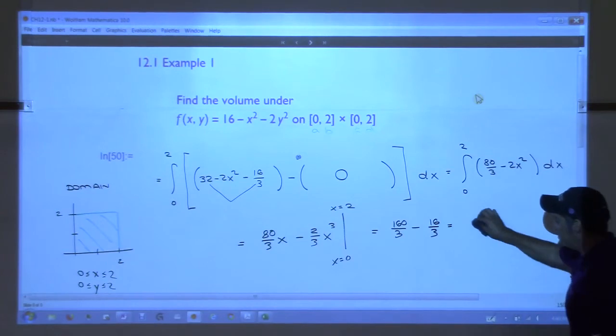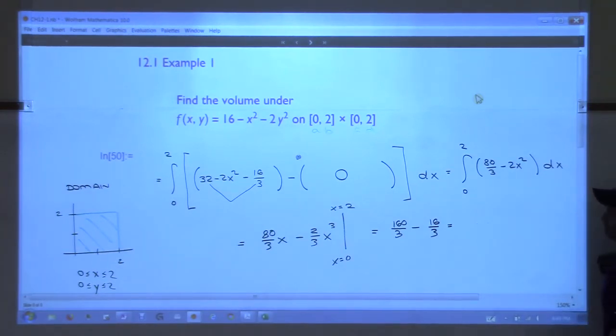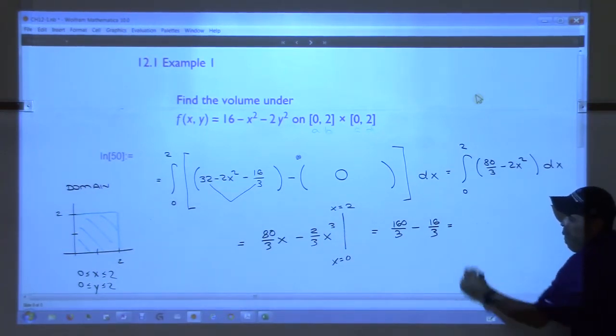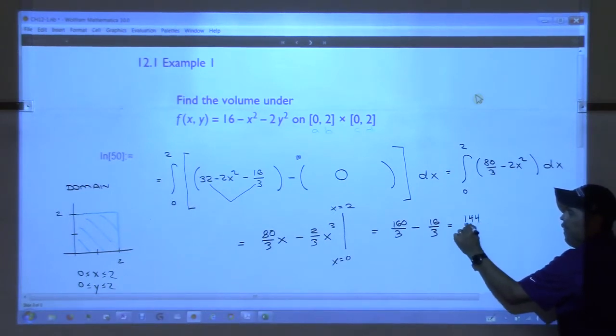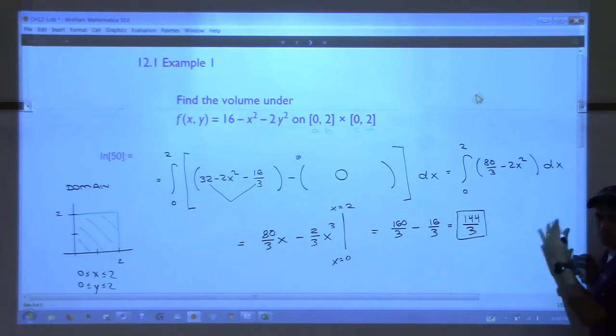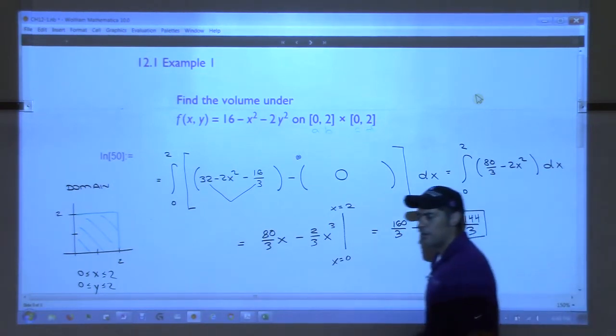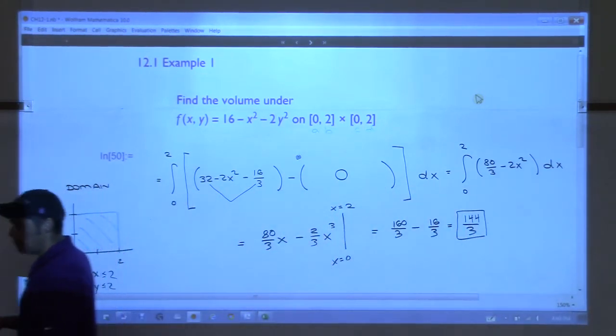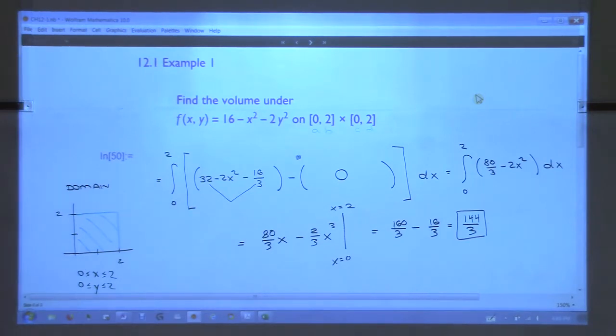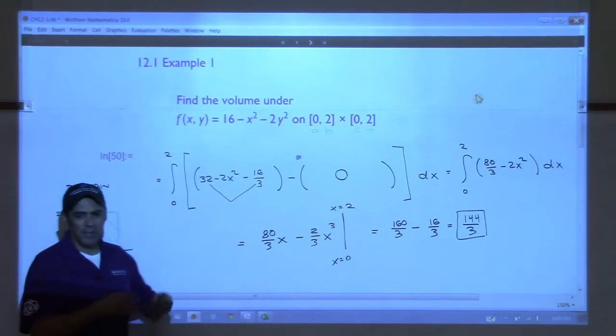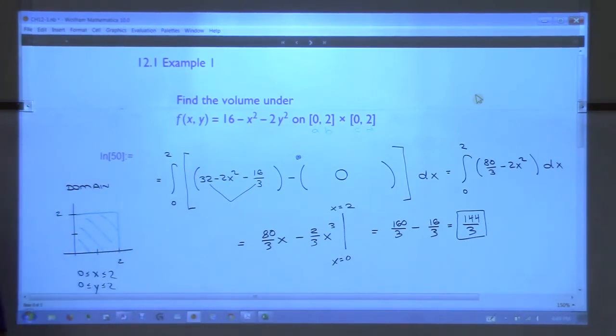So we get, at the end of it all, 144/3. And then whatever that is, you can put that as a decimal, but that's the volume of that solid. And we don't have any units, right? Units were not given to us, so this could be cubic feet, cubic miles, cubic inches, whatever, but we're not given that here. All right, pretty straightforward.